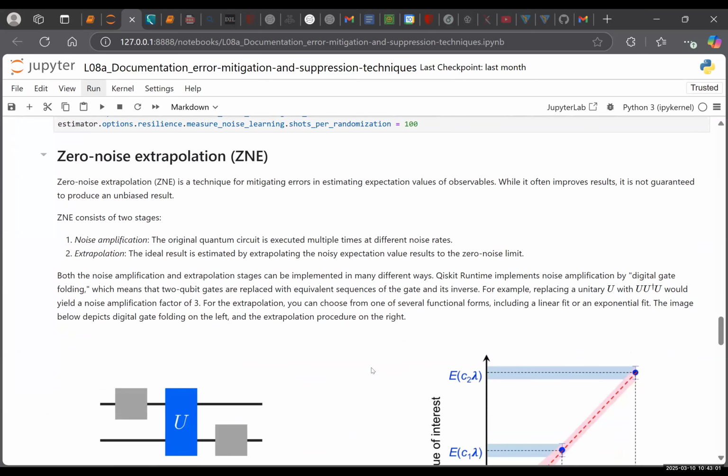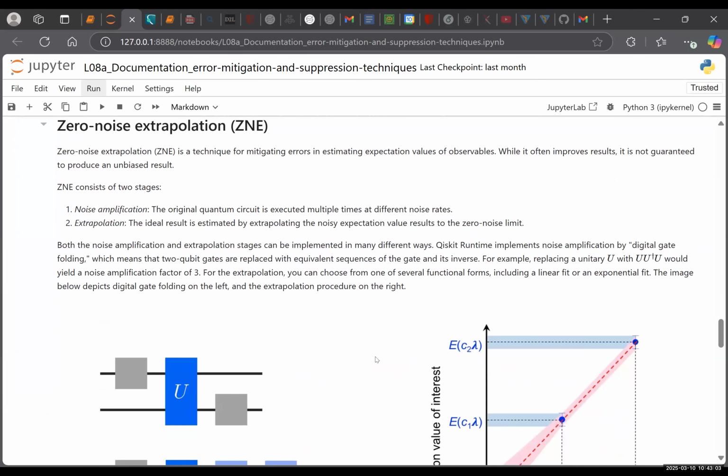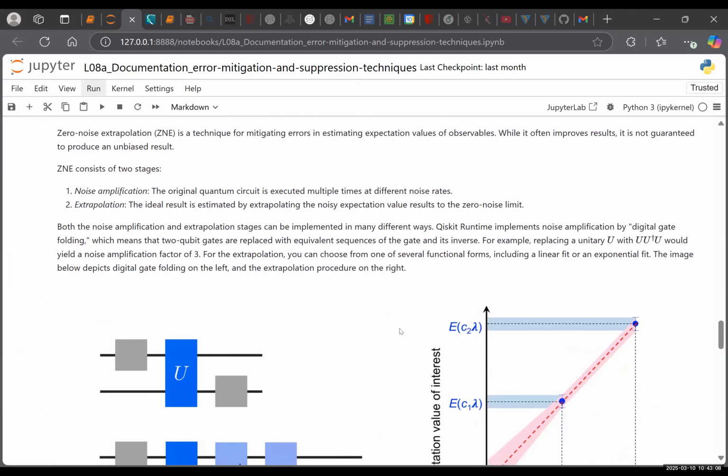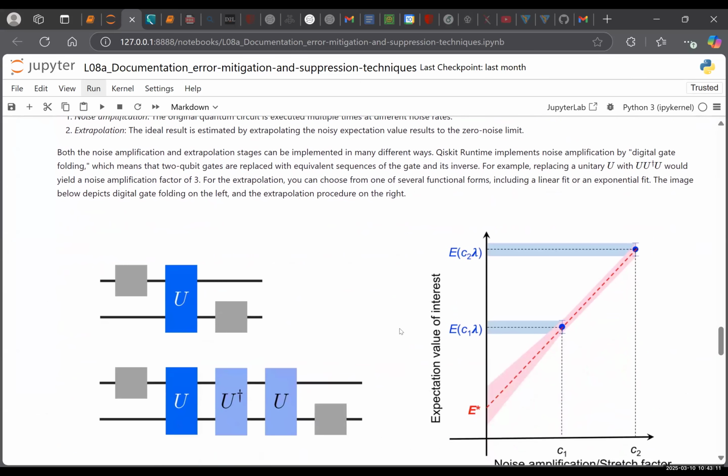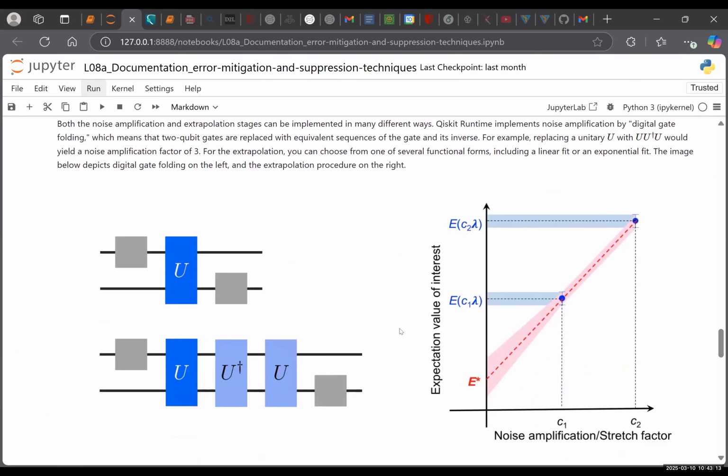This is what I just talked about on my slide. It's called zero noise extrapolation. So this is what I just said with the diagram that I showed. Suppose you have some noise strength and you can amplify, you can stretch that, just like stretching the gate. Then you can do that at a few points and extrapolate.